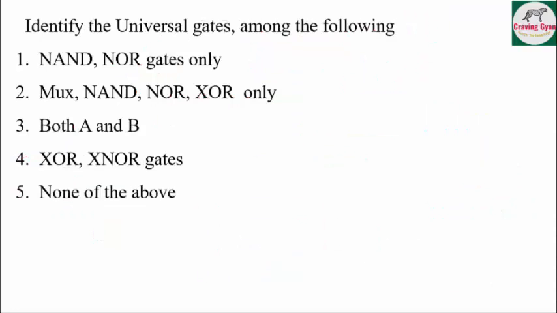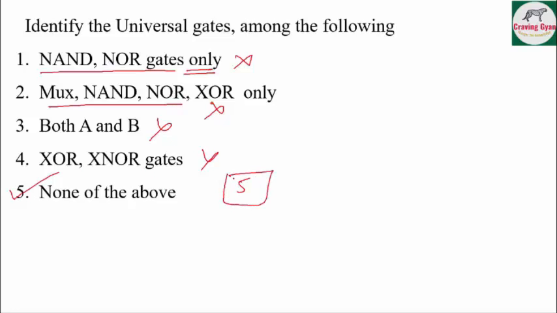Identify the universal gates among the following. NAND gates and NOR gates only, they are telling. So it is wrong. MUX is a universal gate, NAND gate and NOR gate are universal gates, XOR is not a universal gate. Right? So option B is also wrong. When A and B are wrong, 3 is also wrong. Nothing but C is also wrong. XOR and XNOR gates are not universal gates. So the only option that is going to follow is option 5, which is correct.